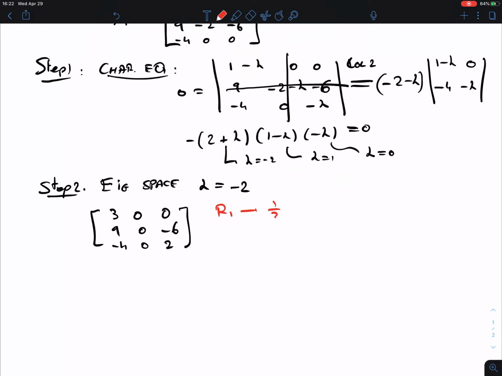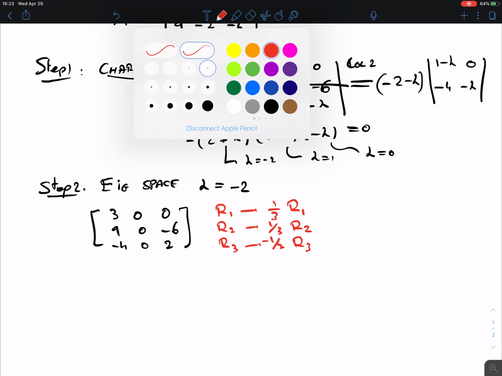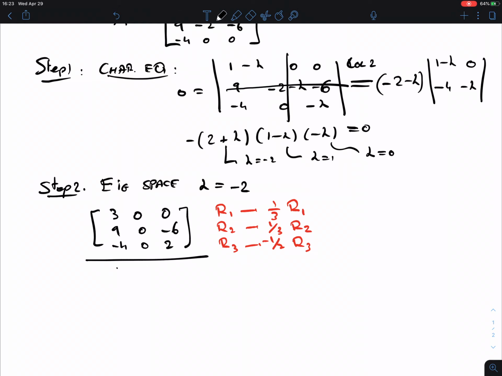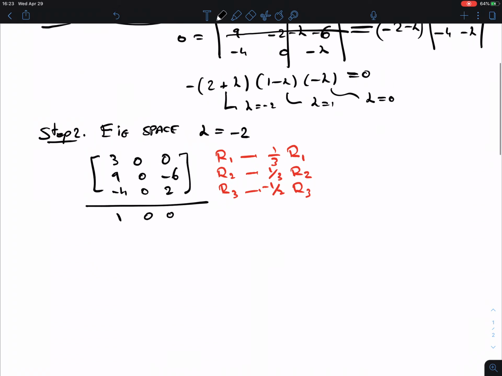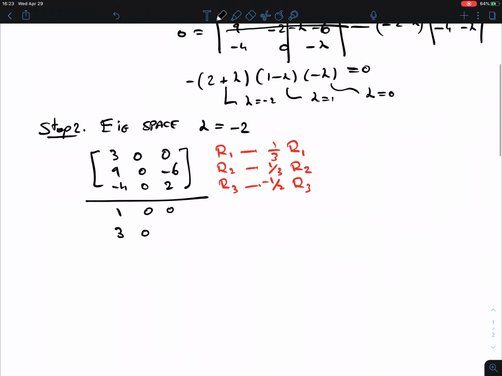So you can get rid of some of the bigger numbers by dividing the first row by 3. We can also do that with the second row, why not? Now, as I'm doing it, I do whatever I can, and then let's do the third row by 2. Minus a half, okay. So I get 1, 0, 0, divided by 3, so I get 3, 0, negative 2, and then negative 2 gets 2, 0, negative 1.